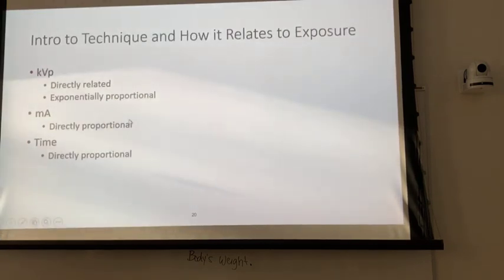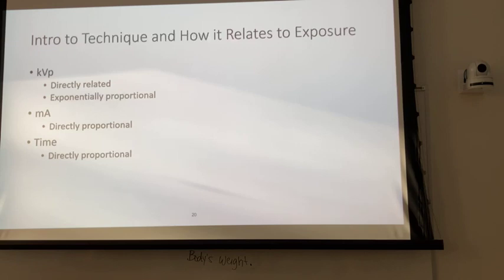Just to back up and review a little bit of what we did on Wednesday. This is again a review of the last test, really. The relationship between different technical factors and the equipment that we're going to talk about later in the semester, and some in this section. KVP is directly related to exposure. It's exponentially proportional. A 15% increase in KVP doubles the exposure to the image receptor.